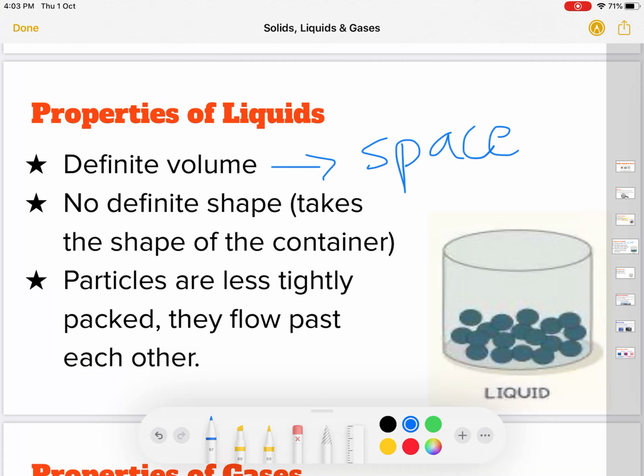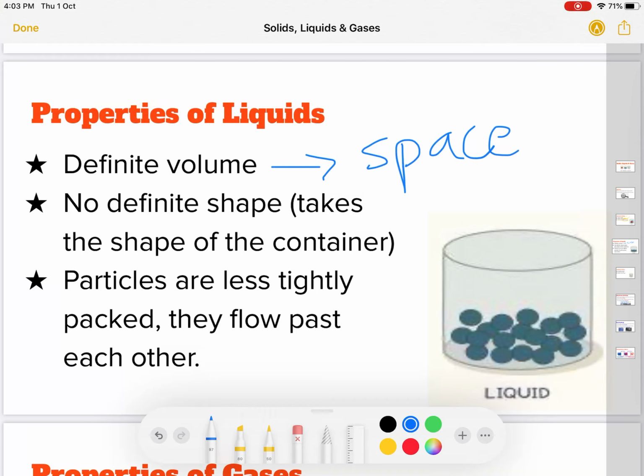It means the amount of space they are taking from the container, either a cup or a bottle or anything the water is in. Even the pool, guys, the swimming pool. The water inside the swimming pool is taking a specific amount of space. It depends how much water they added. Okay, what about shape? This is easy.